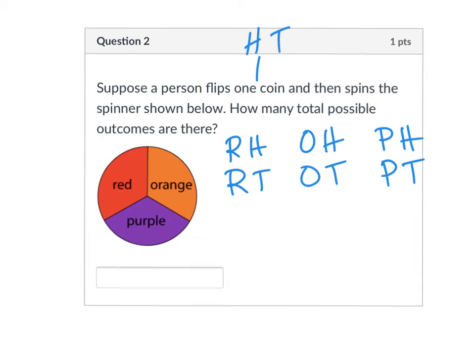I could also check using that fundamental counting principle on the spinner. There are 3 options. With the coin, there are 2 possibilities. So 3 times 2 equals 6 outcomes.